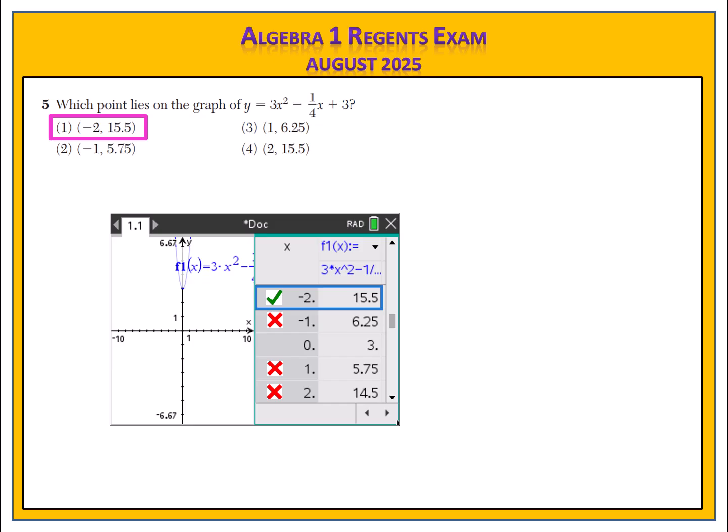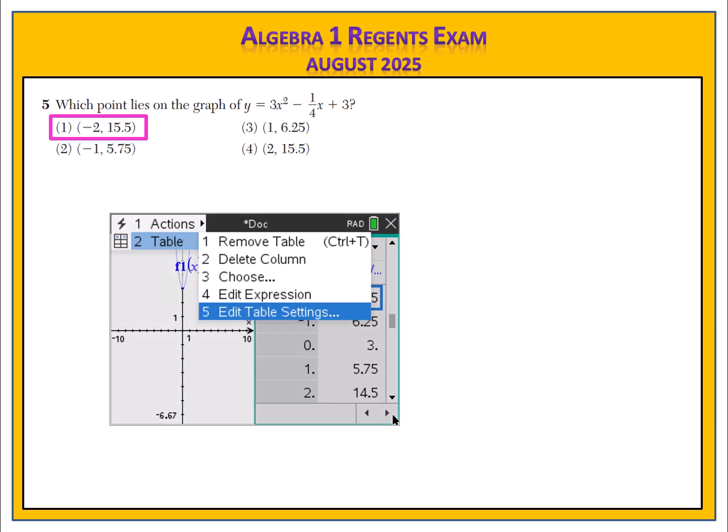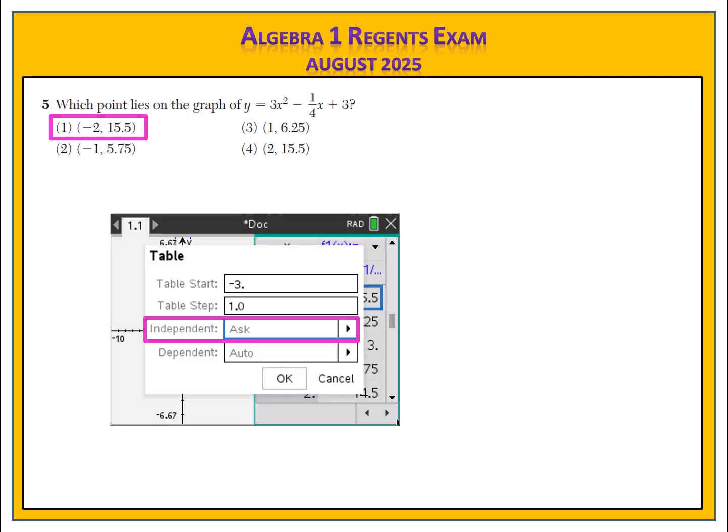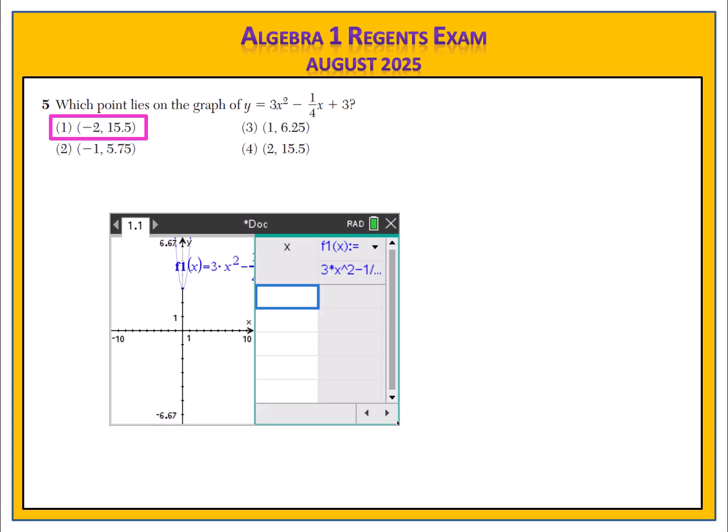If you don't want to scroll up and down the table, or if some of the x values were decimals or fractions, you can always edit your table settings. Menu, Edit Table Settings, and change the independent variable to ask. That will give you a blank input and output table where you can type the 4 x values to see the y values that go with them, and then match to see which one is the point on the graph. Choice 1.